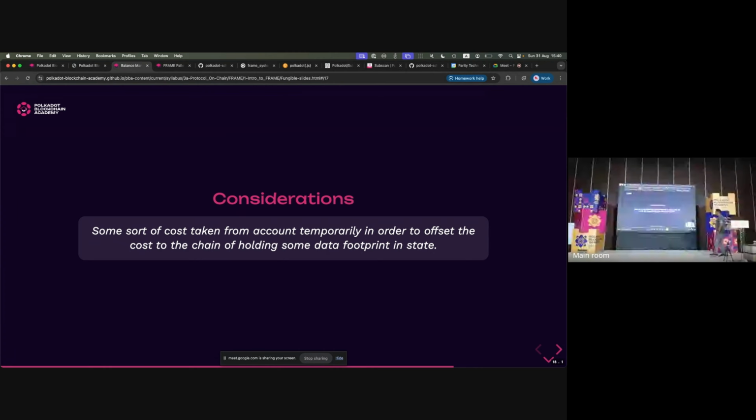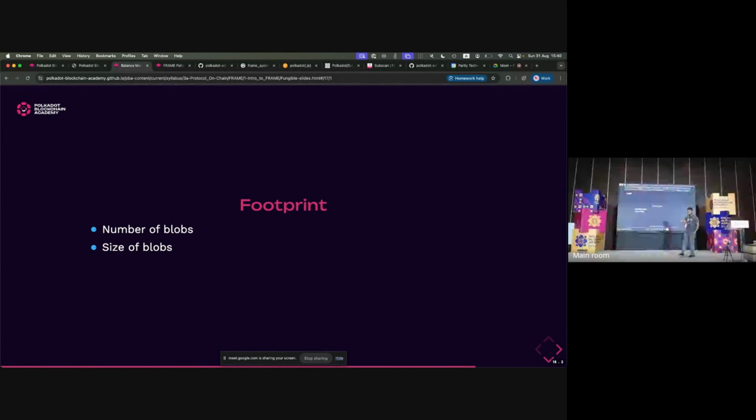Okay, let's look at the definition. Some sort of cost taken from account temporarily in order to offset the cost to the chain of holding some data footprint in state. So what is footprint? Some footprint will convert into some cost. Footprint is the number of blobs, the number of items that you're putting in state, and the size of blobs. In all the code that I saw, the number of blobs was always one, so I'm not sure which cases there will be more blobs, but just to show you that there is this option of increasing the consideration fee based on the number of blobs.